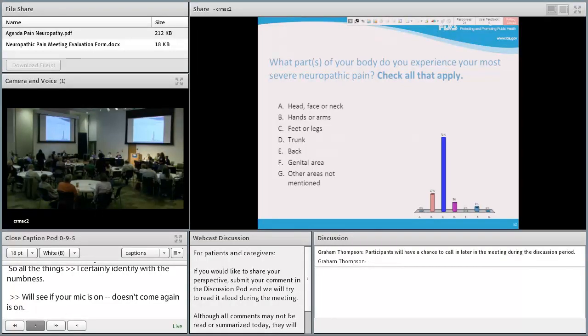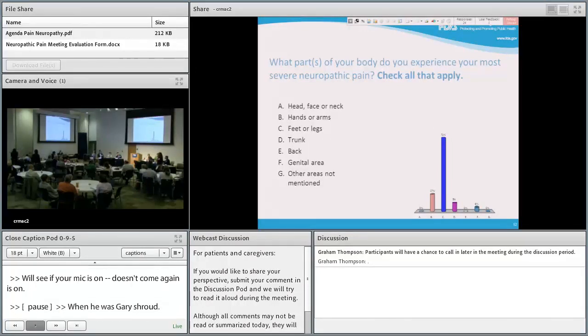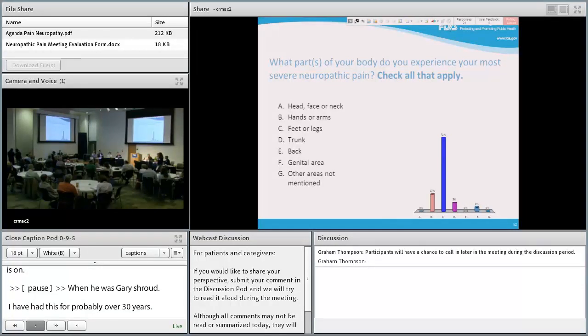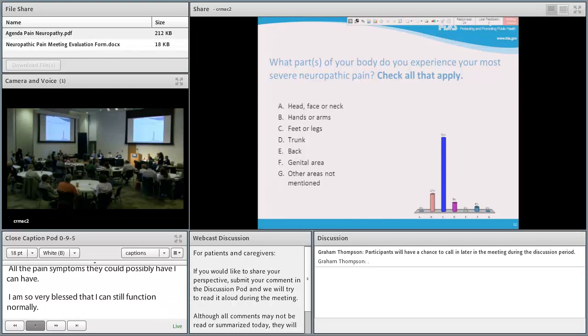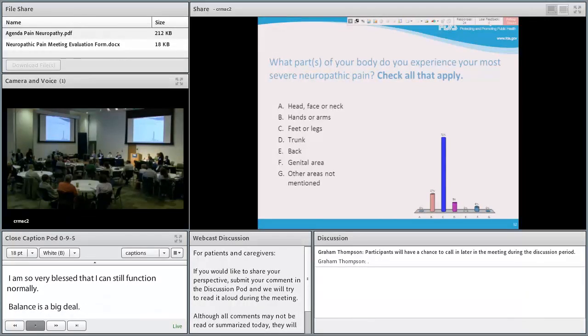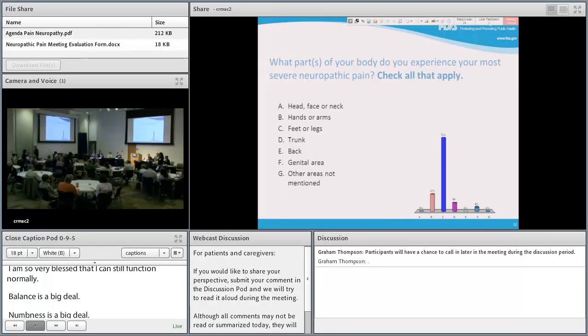Name's Gary Shrout. I've had this for probably over 30 years, not diagnosed officially till 13 years ago. Idiopathic, nobody knows why. All the pain symptoms you can possibly have, I've had. I've been very blessed. I'm still able to function pretty much normally. Balance is a big deal. Numbness is a big deal. I've classified my nerves into 3 categories, and I'm determined to hang on to the ones I really need. The good guys, the normal ones, are still doing fine.